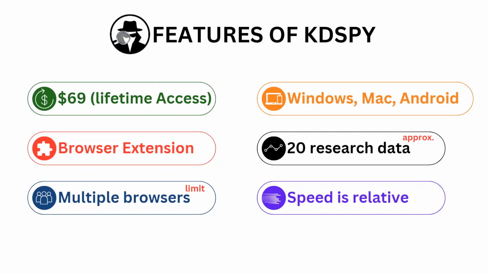Talking about the speed, KD Spy is relative to your device. If your system is fast and your network is strong, that's your data connection is strong, you're going to have a smoother use of KD Spy. If your system is slow or whatever factors happen, the speed is going to be relatively slow. It works with how your browser and your device are functioning.